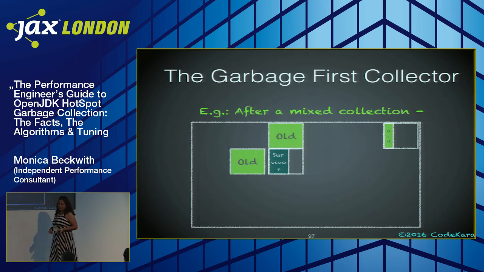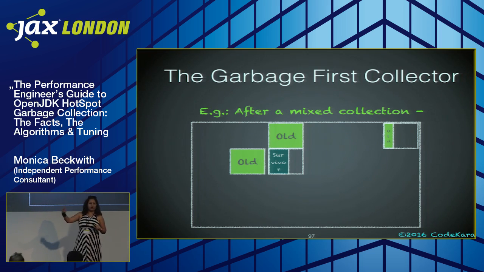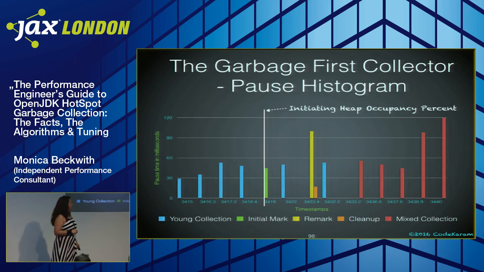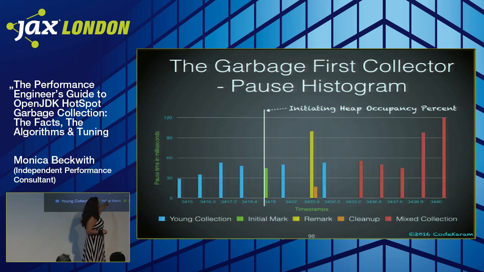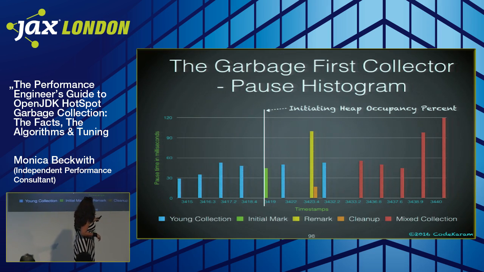And then after a mixed collection, the first mixed collection, that's what happens. There could be more mixed collections. So basically you could see more collections like such. So I spoke about the young collections. So these are all your young collections. Right here, your initial IHOP is crossed. So then you have initial mark in green, then you have the remark in yellow, and then the cleanup in orange, and then there's another young collection.